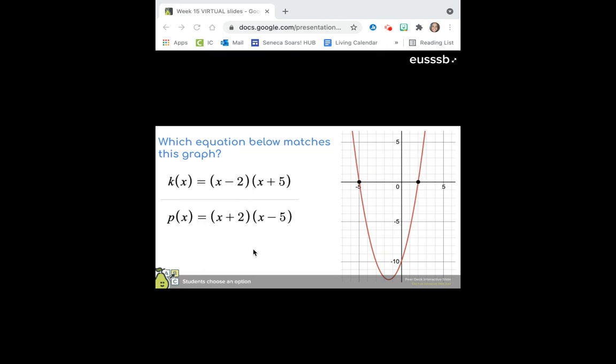All right, so take a look at this graph. Which equation matches that graph?